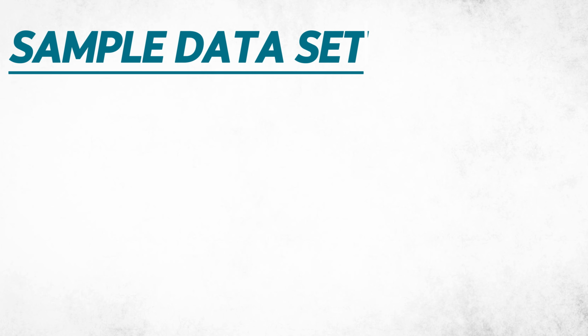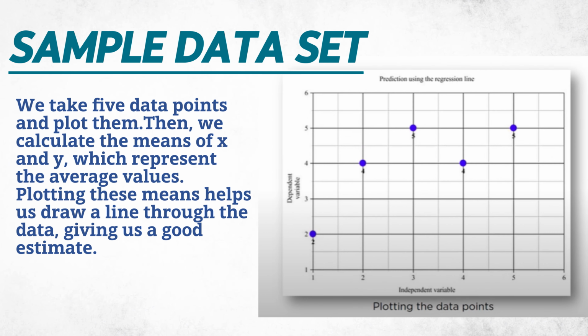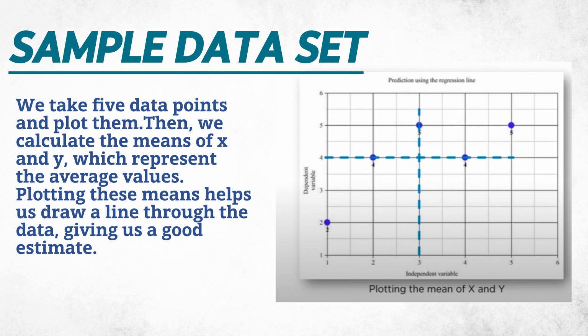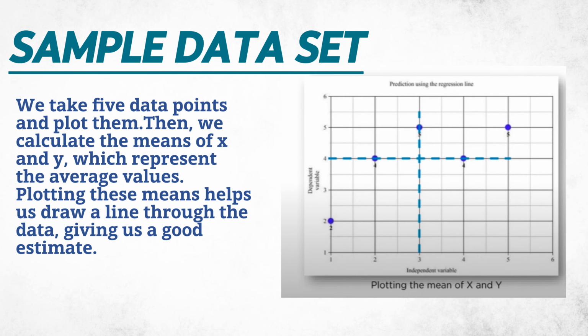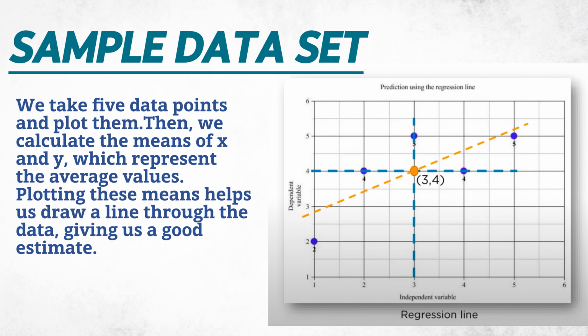To make things clearer, let's consider a simple data set. We take 5 data points and plot them. Then we calculate the means of x and y, which represent the average values. Plotting these means helps us draw a line through the data, giving us a good estimate.